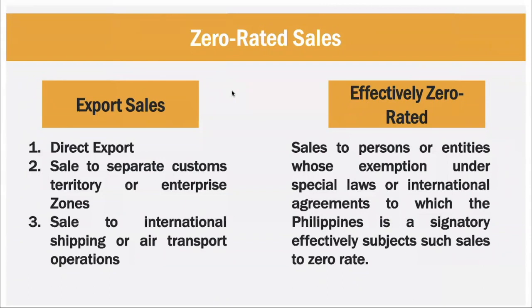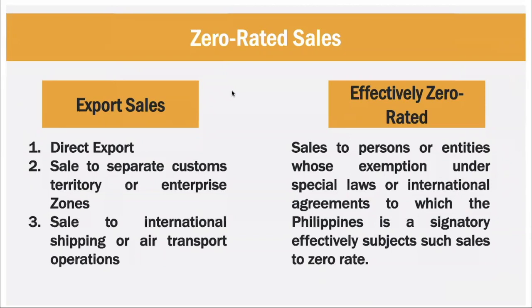So the first zero rated sales that we talk about is your export sales. And then the second zero rated sales that we will talk about is your effectively zero rated sales. So if you are asked what are the two types of zero rated sales, you have only two. That is your export sales and your effectively zero rated sales. So what is the treatment on these export sales and effectively zero rated sales?